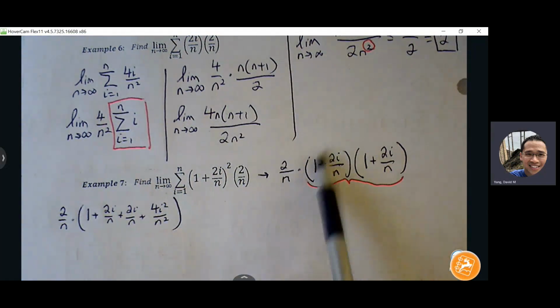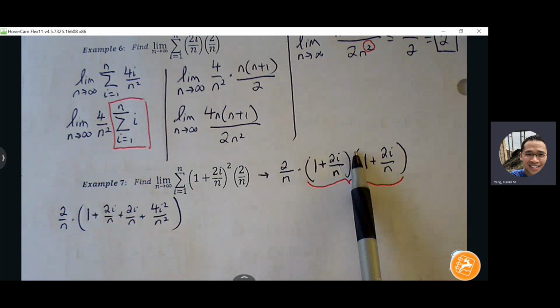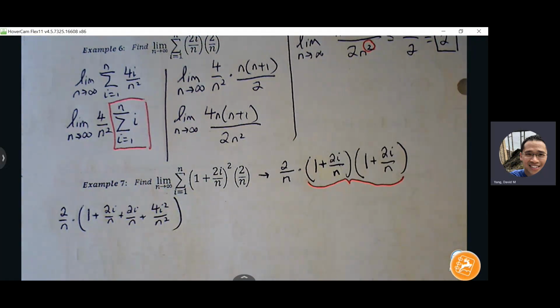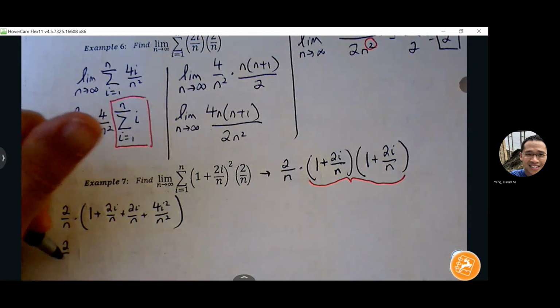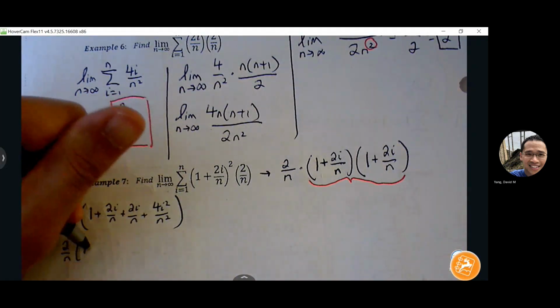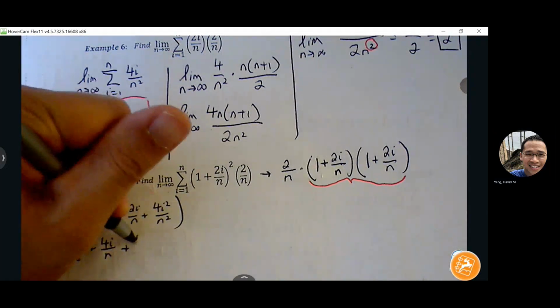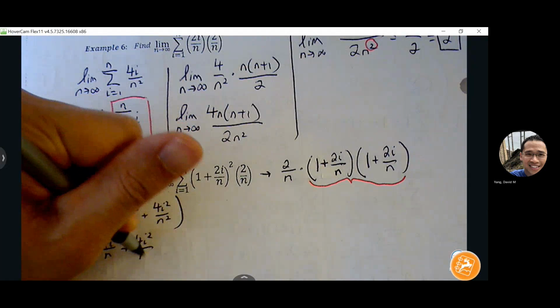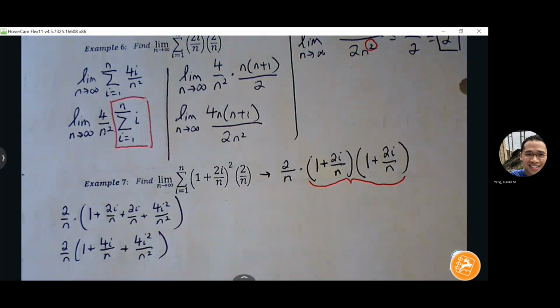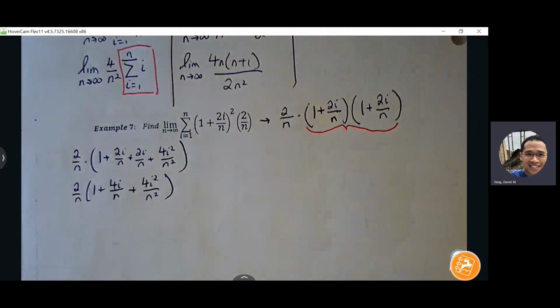So 1 times 1, 1 plus 2i over n, 2i over n times 1, 2i over n times 2i over n. Combine my like terms in the middle. Okay, distribute the 2 over n through.